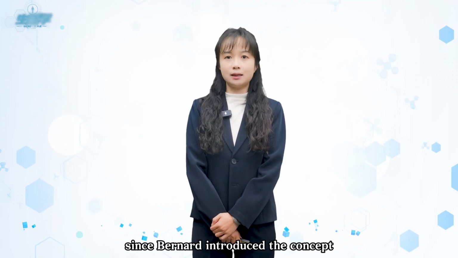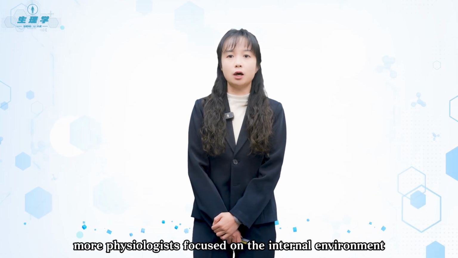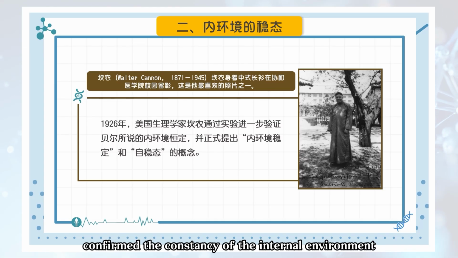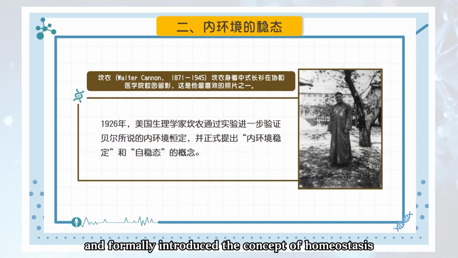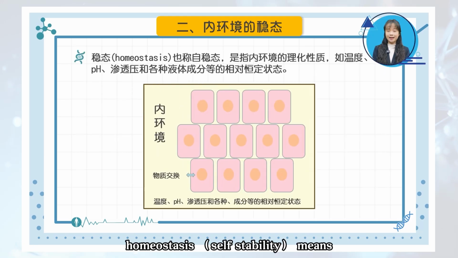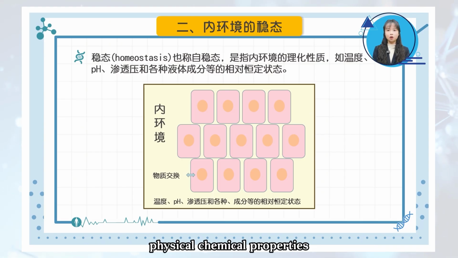Since Bernard introduced the concept, more physiologists focused on the internal environment. In 1926, the American physiologist Walter Cannon experimentally confirmed the constancy of the internal environment and formally introduced the concept of homeostasis. Homeostasis, self-stability, means the relative constancy of the internal environment's physico-chemical properties.